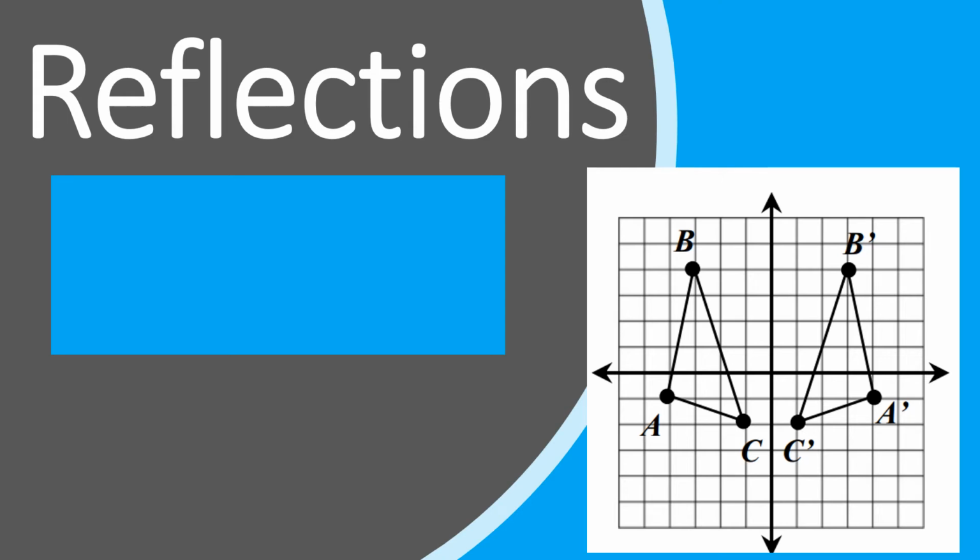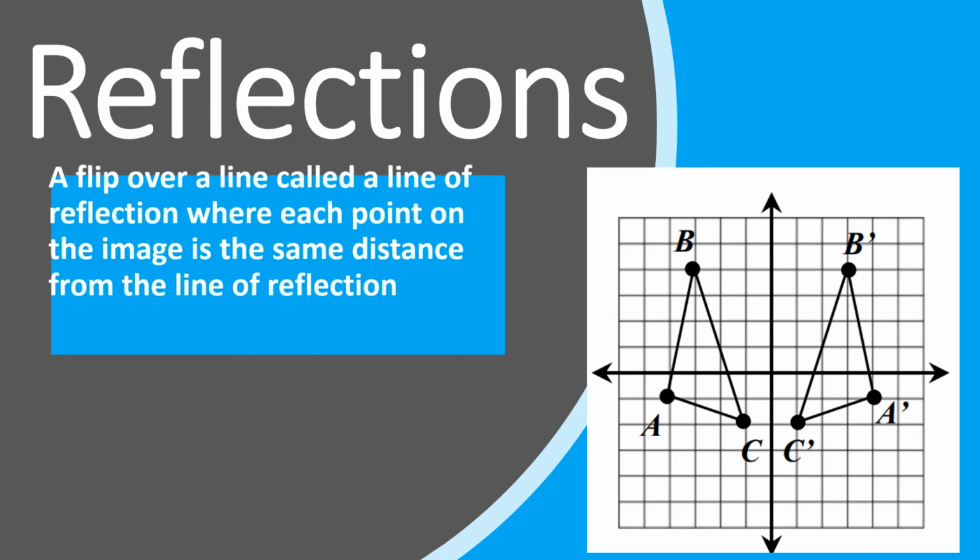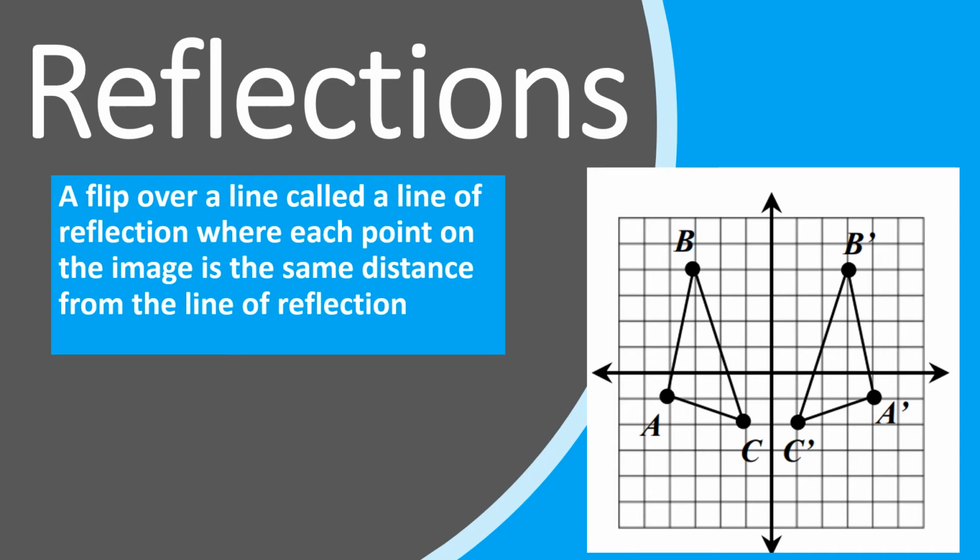All right, so now let's take a look at reflections. A reflection is a flip over a line called the line of reflection, where each point on the image is the same distance from the line of reflection. So as you can see on this image here, we have our pre-image and our image here. And as we can see, this image is reflected across this line, which is the y-axis.